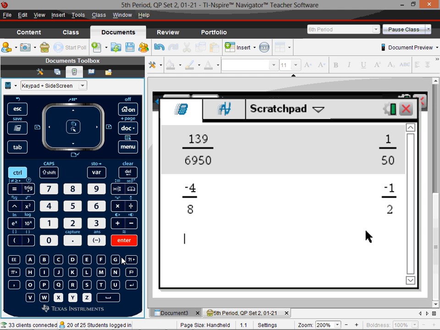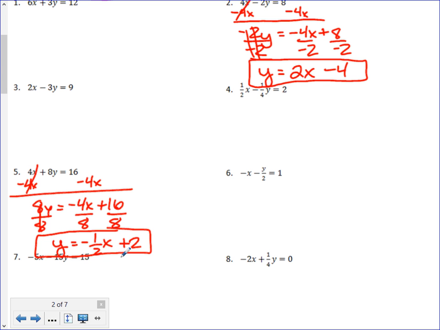No, but it will be a negative. In division, if the signs are opposite, the answer is negative. If the signs are the same, the answer is positive. So y equals negative 1/2 x plus 2. Come on now, don't forget the x.